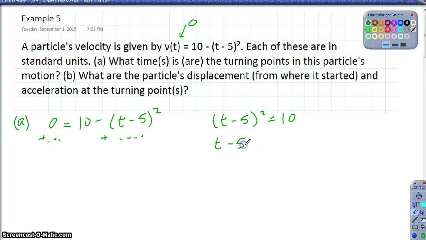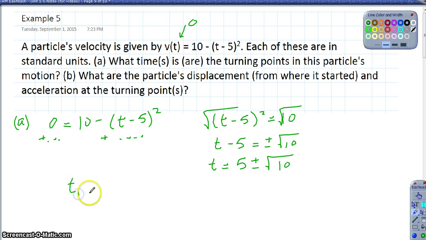The only thing you do have to be very careful about when you square root both sides is that obviously I get a plus or a minus radical 10. So I am going to have two separate possible answers here. And then my last step would be to add 5 to both sides. So I have two possible times where I may turn around. One time would be 5 plus radical 10, and the other possible time for a turning point would be 5 minus radical 10.